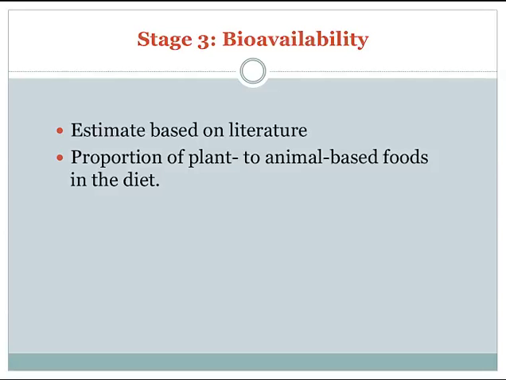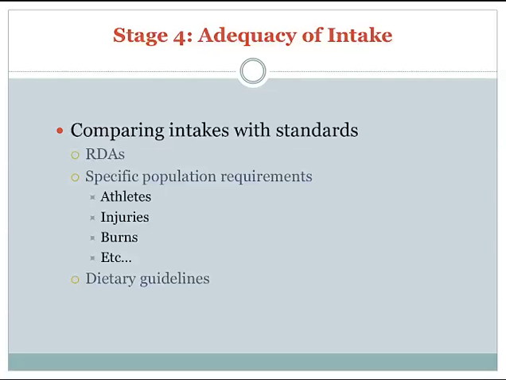Bioavailability is an estimate based on the literature, that is, of the foods you consume, how much of that nutrient is actually digested and absorbed into the system. So we have a pretty good idea based on the literature of what most people can absorb, but there are between-people differences in bioavailability based on subtle differences in their system. And then you can compare what people have against standards, so the recommended dietary allowances or the dietary reference intakes, and then you can also make adjustments for specific populations.